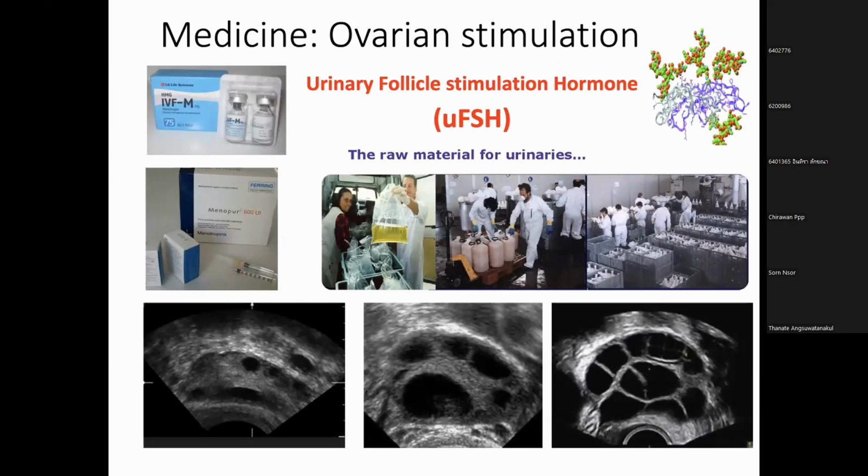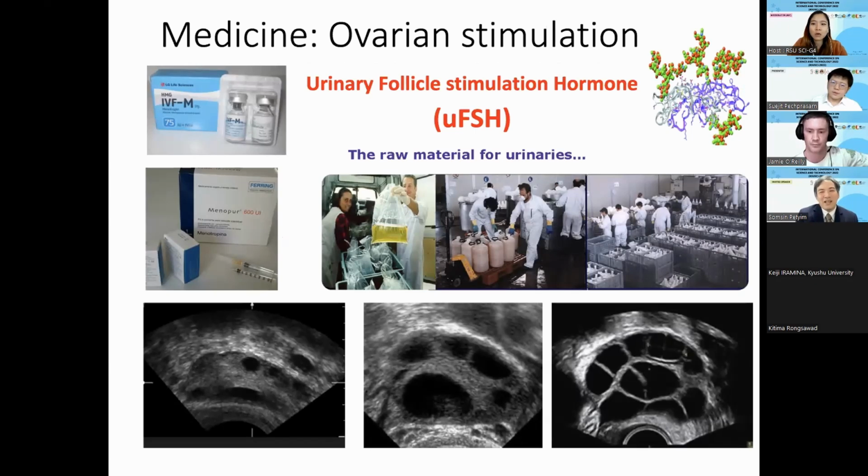In the past, when we tried to collect the biological product, we had to collect urine, because menopausal women have a lot of the hormone in their urine. They tried to extract the hormone and fill it into injections. So the injection comes from a biological product. And this hormone can produce more eggs, not only one egg, but a lot of eggs.